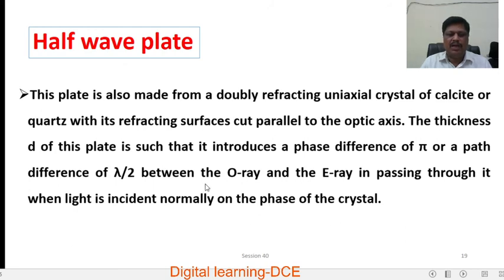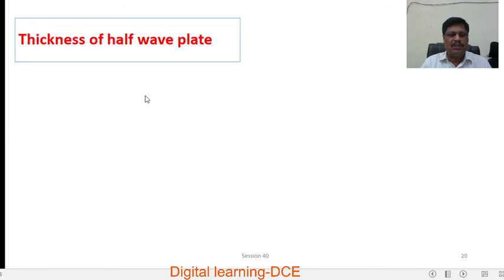This is very important. In the case of a quarter wave plate, there is a path difference of lambda by 4, but in the case of a half-wave plate, there is a path difference of lambda by 2. Half means half of the wavelength. That is why it is called a half-wave plate, because it introduces a path difference of half the wavelength between the ordinary ray and extraordinary ray.